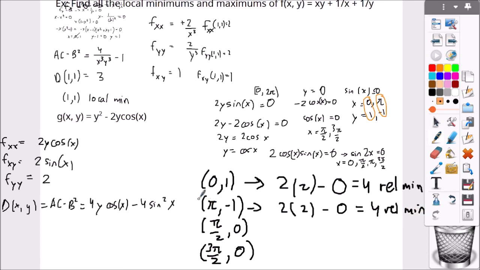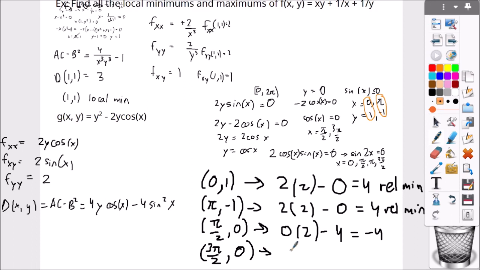Pi over 2, 0. At pi over 2, cosine is 0. So f sub xx times f sub yy has to be 0. So 0 times 2 minus sine of pi over 2 squared times 4. Sine of pi over 2 is 1, so 1 squared times 4 is 4. So it's negative 4.